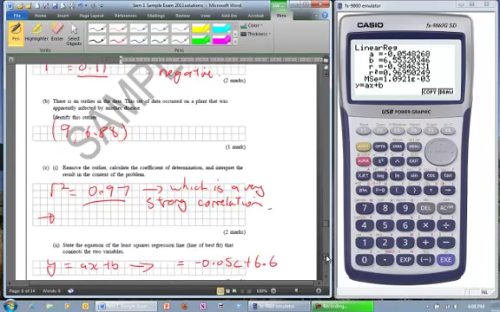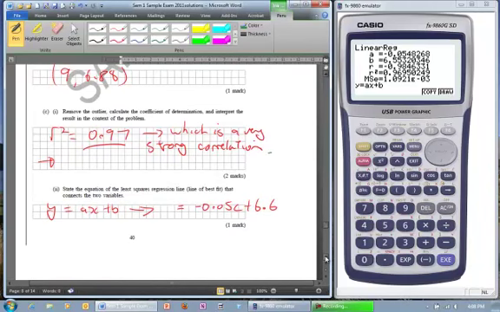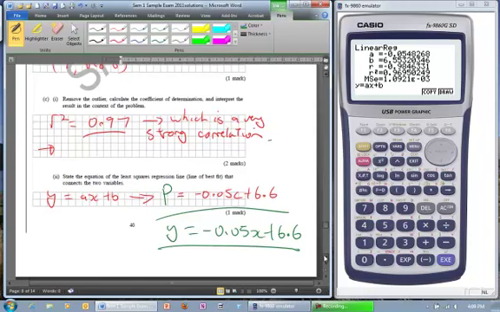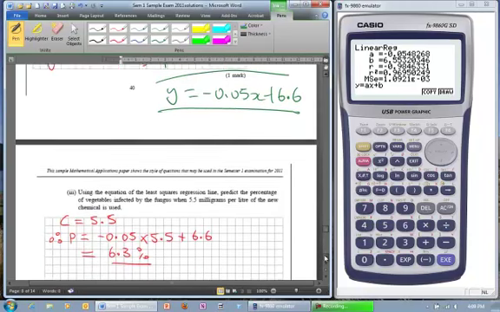Okay, now the equation of the line is using a and b, so y equals ax plus b, or in this case, because you're putting in pesticides, it will probably be P equals minus 0.05C plus 6.6. So that's our equation of the line, and we can now substitute in. You can leave the x's there, I think that's not too bad. You could even say y equals minus 0.05x plus 6.6, because this comes off your graph. Okay, works both ways.